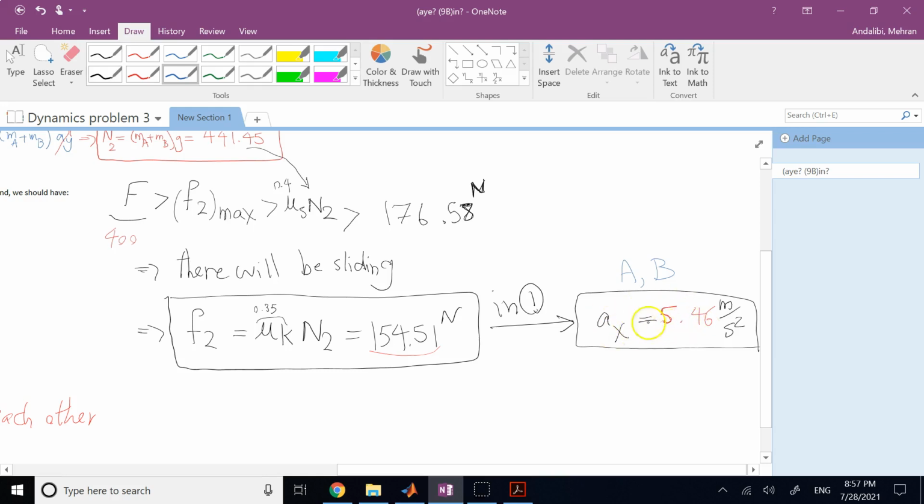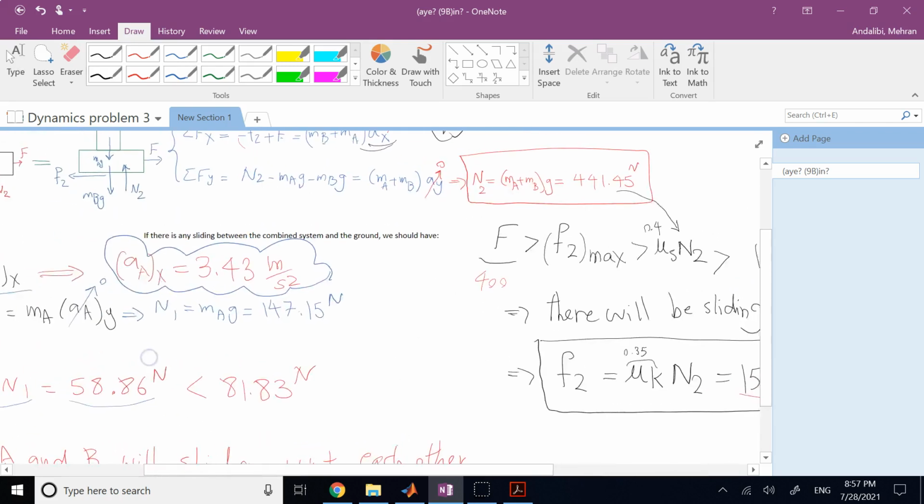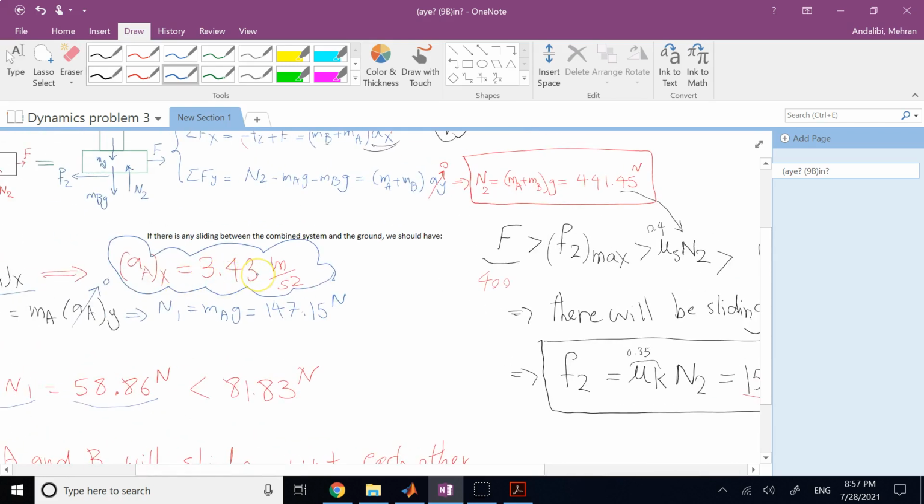This is actually, if you really want it, the A of the centroid of the system. It's not A of B. It's the A of the combined mass, the A of the whole system, the A of the center of mass of the system. So that's not A of block B. A of block A is 3.43. How much is A of B?